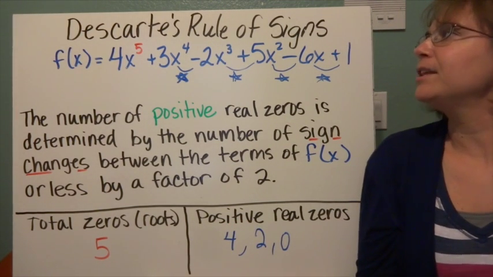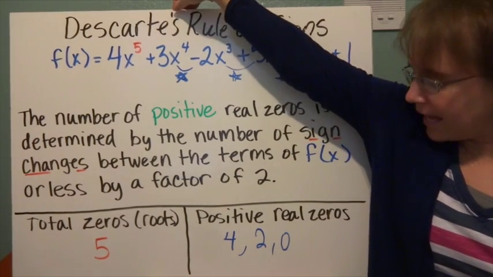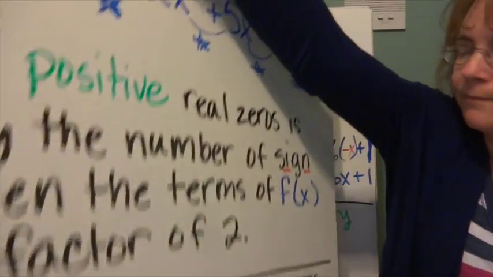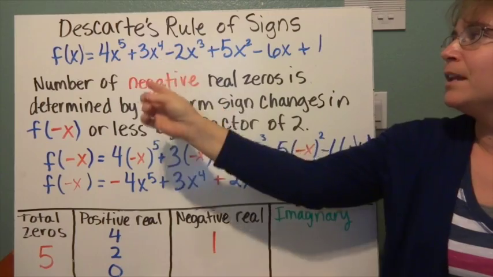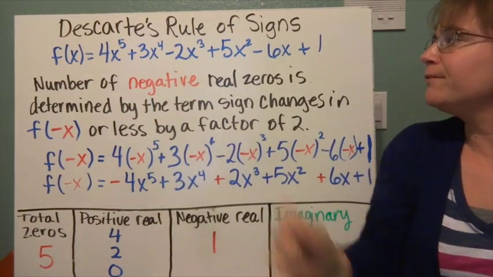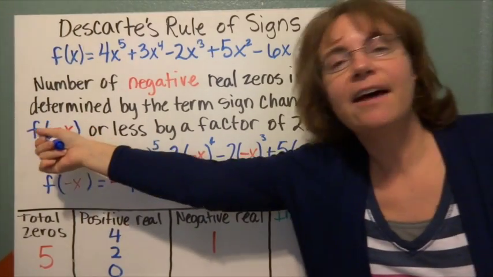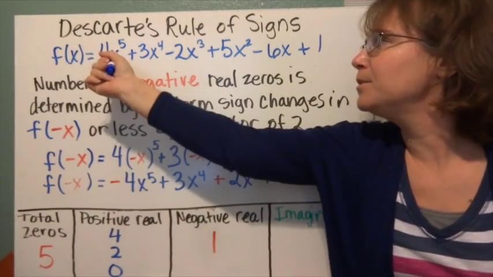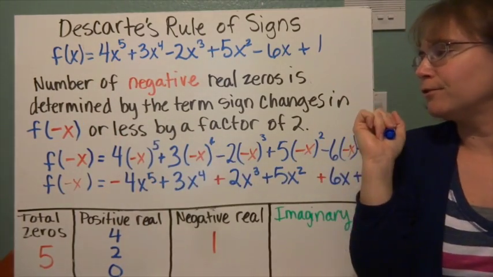So what about the negative possibilities, the negative real roots? Well, for that, we look at f of negative x. So the same kind of thing. We have our polynomial. The number of negative real zeros is determined by the sign changes in f of negative x. So that's where we're substituting a negative x in for every x, or less by a factor of 2.